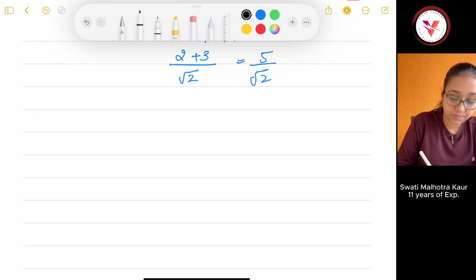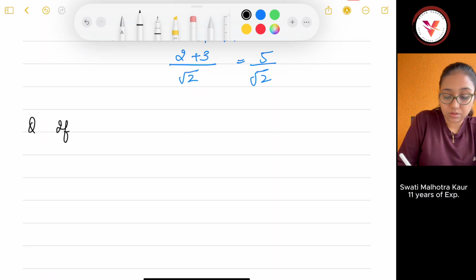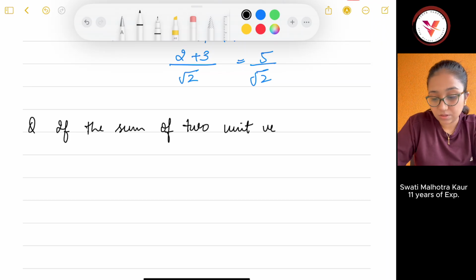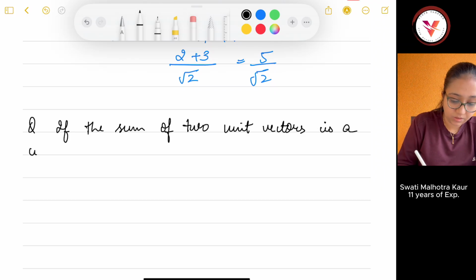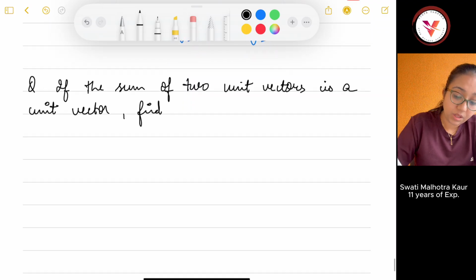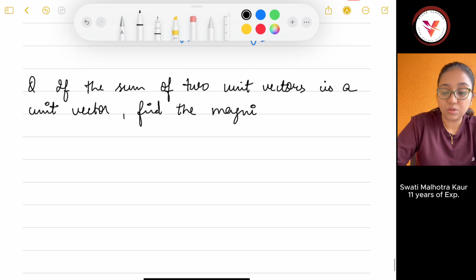The question is, if the sum of two unit vectors is a unit vector, find the magnitude of their difference. You can learn the standard result also, but I'm showing you the proof. Find the magnitude of their difference.